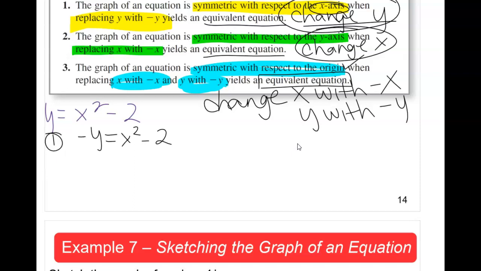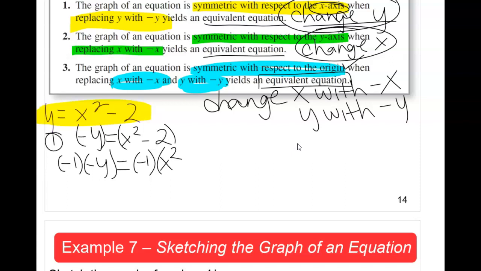Now, since we are trying to make it look like the one on top, then we want the y to be not negative but positive. So that's going to require for us to multiply both sides by -1, the left side and the right side. I am using parentheses because the -1 needs to be distributed to the whole expression on the right side. So -1 times negative y is going to be positive y. And negative 1 times x squared is going to be negative x squared. And then negative 1 times negative 2 is going to be positive 2.